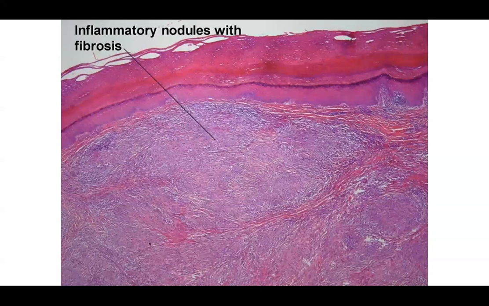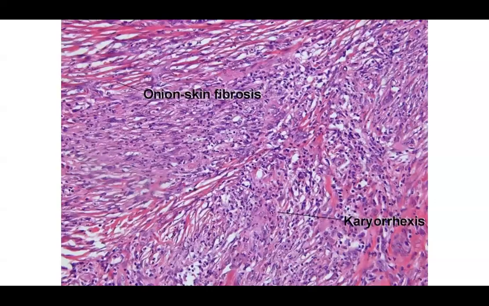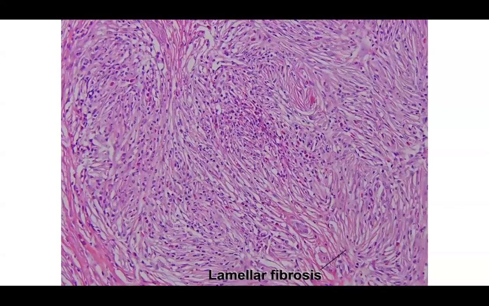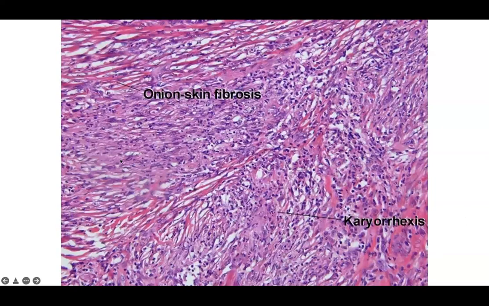Here is another picture from Dr. Elston's textbook showing inflammatory nodules with fibrosis. And more examples of the onion skin fibrosis pattern with a mixed inflammation, including abundant neutrophils, leukocytoclasis. And here's kind of where I mentioned that similarity with the sclerotic fibroma, the lamellar fibrosis here. So, and you can see areas of more burned out onion skin fibrosis or lamellar fibrosis in the same lesion of this kind of more inflamed area.